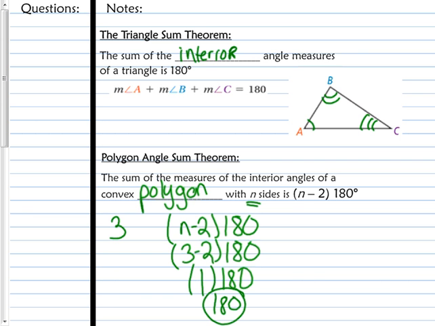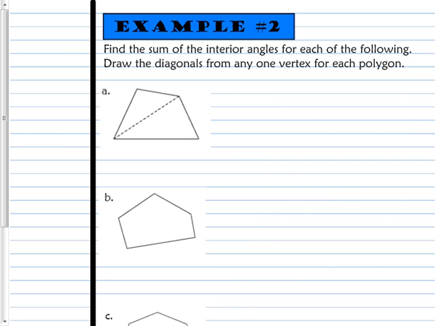180. Okay, and that is true. Are the measures of the angles of a triangle 180 degrees? Yes, they are. So we've just proven that theorem with a triangle. Let's go ahead and practice.